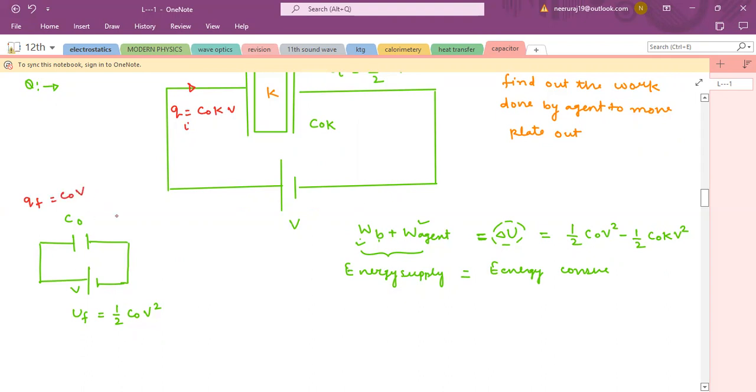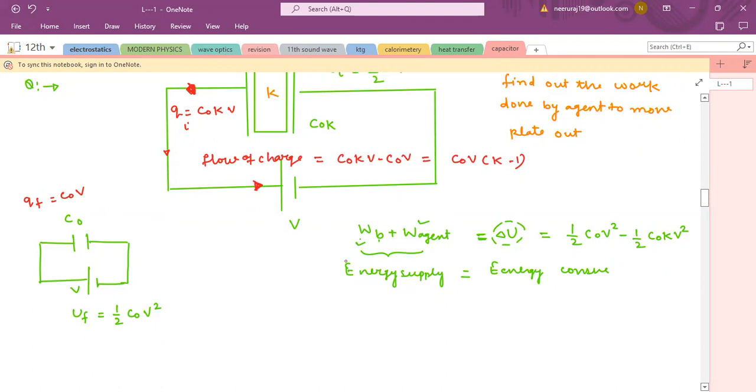So final charge is less than the initial charge. That means charge is going into the battery. Okay, this charge is going into the battery, right? Because final charge is less than the initial charge. So how much is the flow of charge, bachcho, if you see? Flow of charge into the battery. So flow of charge kitna hua, bachcho? This is C naught KV minus C naught V. This is the flow of charge. So I can take C naught V common here, it becomes K minus 1. That is the flow of charge.